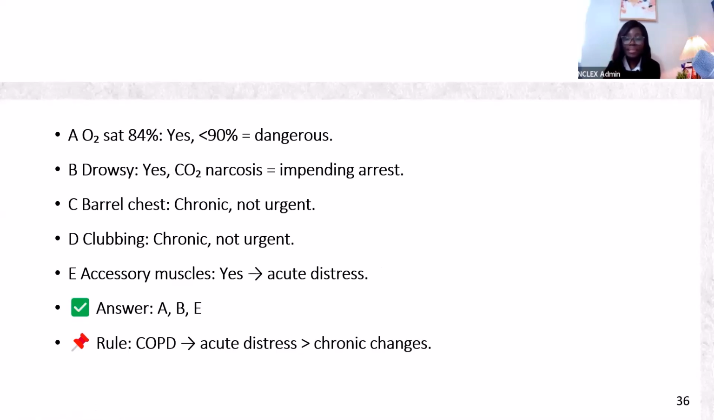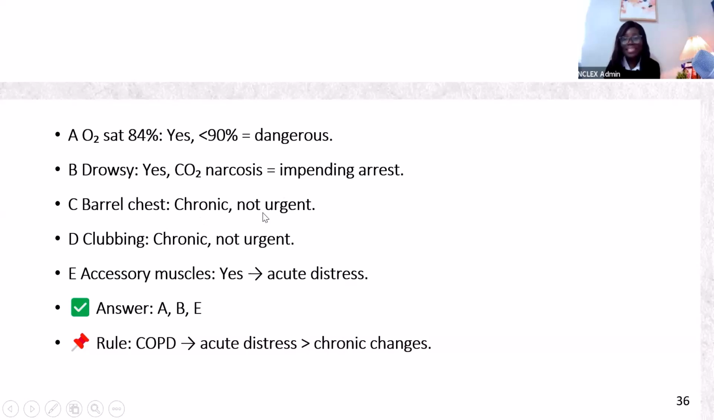A, B, and E. A, B, and E are the correct answers. Oxygen saturation, 84%. Yes, it is less than 90. So this is dangerous. You must intervene. Your client is drowsy. You have to intervene because of CO2 narcosis. So carbon dioxide is accumulating. Intervene.